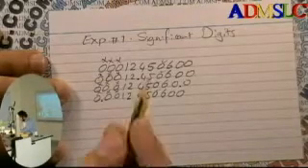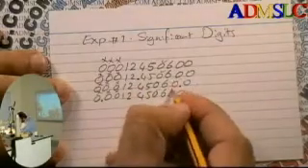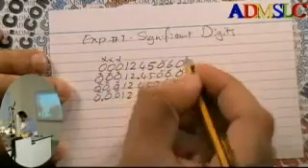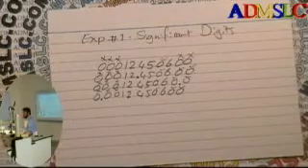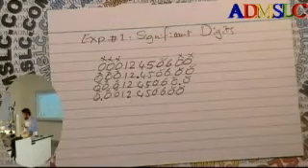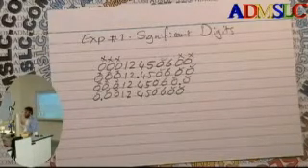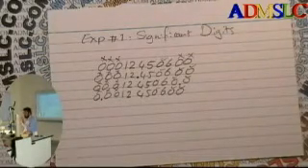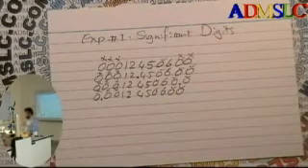So this number has a decimal, this number has a decimal, and this number has a decimal, so these are significant digits. But here I don't have a decimal, so these are not significant digits. Clear? So zeros on the left are always not significant, regardless of whether I have a decimal or not. Zeros on the right have two cases: if I have a decimal, they are significant digits; if I don't, they are not. This is how to calculate these numbers.